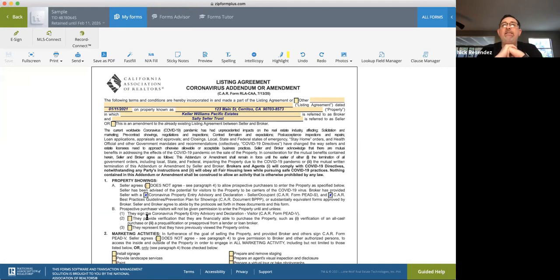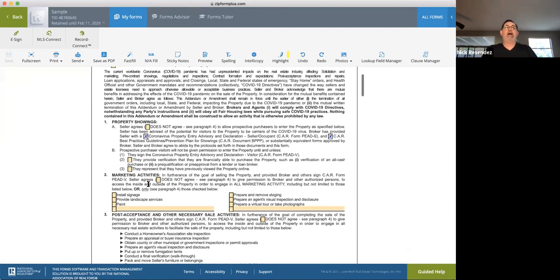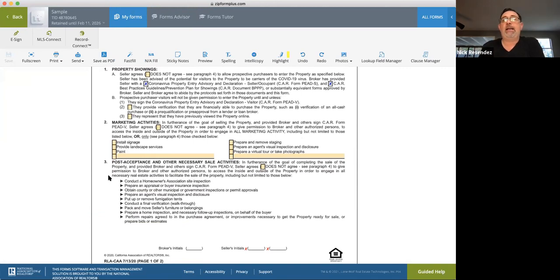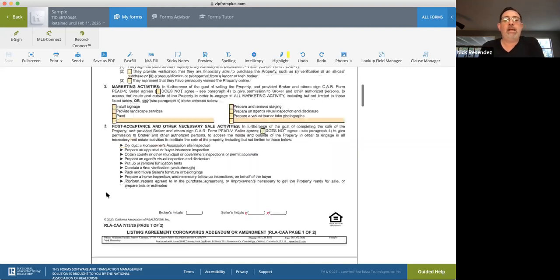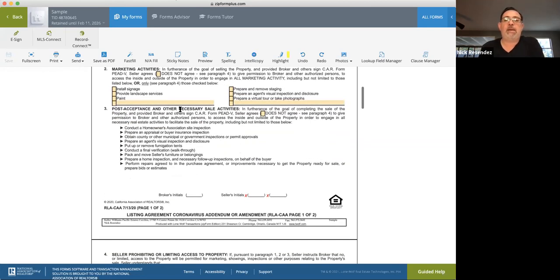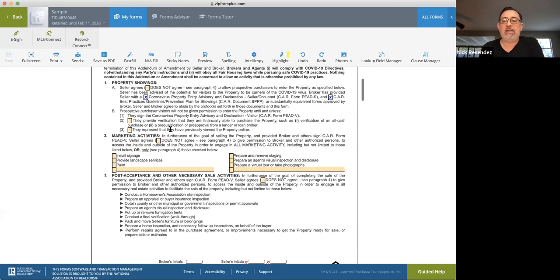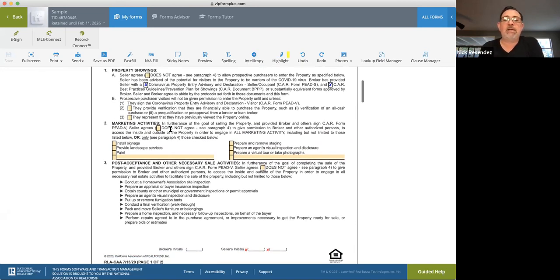You guys, every listing you take right now needs to have this agreement attached for a lot of reasons. Number 1, it allows us to limit who can see the property. Number 2, it allows the seller to limit specific marketing activities. I don't see a lot of that happening. Number 3, it allows limiting of post acceptance and other sale activities. Again, I don't see a lot of that either. So mostly you can leave these blank unless there's specific circumstances.